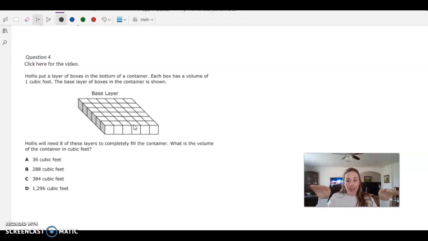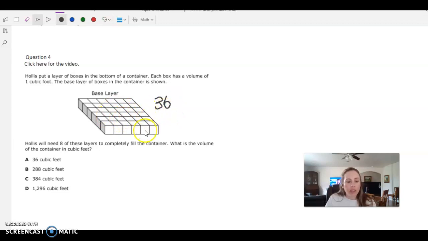Are all the layers the same? Yeah, they should be. So we are looking for a total and we have equal groups. What operation is that? Well, you should already know it's multiplication because we know we multiply when we're looking for volume. So we need to first count the boxes in the base layer, and I can do that by quickly counting across and down. So 1, 2, 3, 4, 5, 6 across, 1, 2, 3, 4, 5, 6 down. So 6 times 6, I know that there are 36 boxes right here.